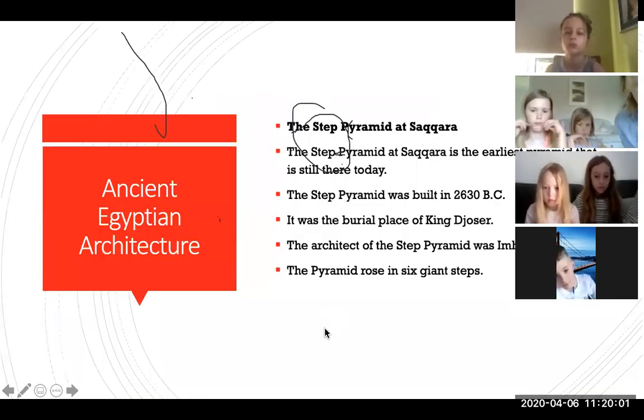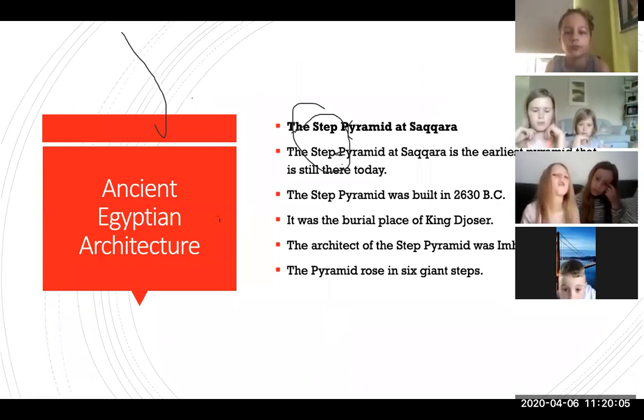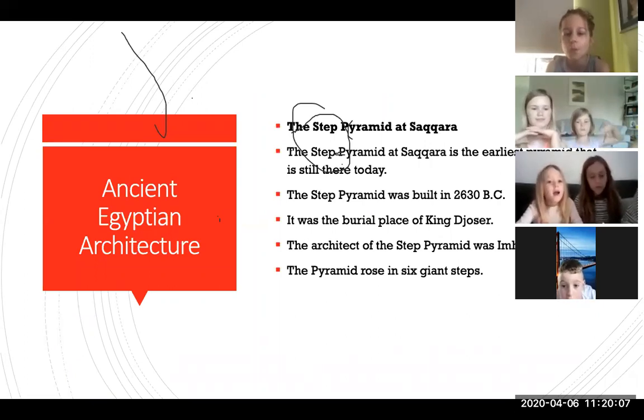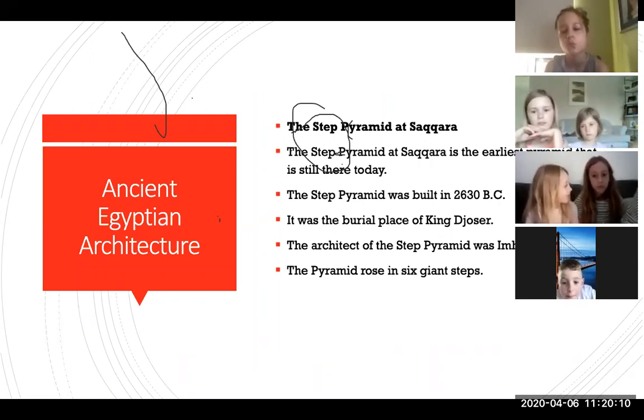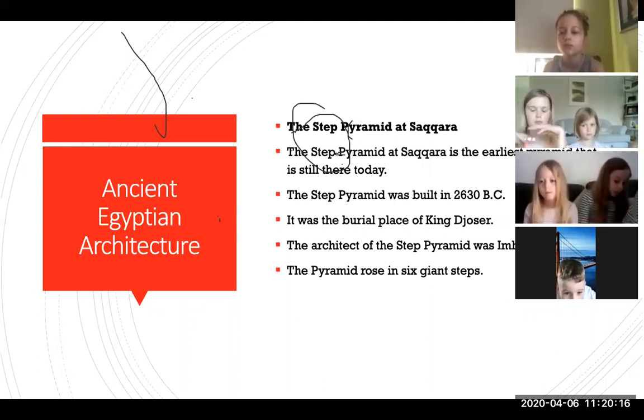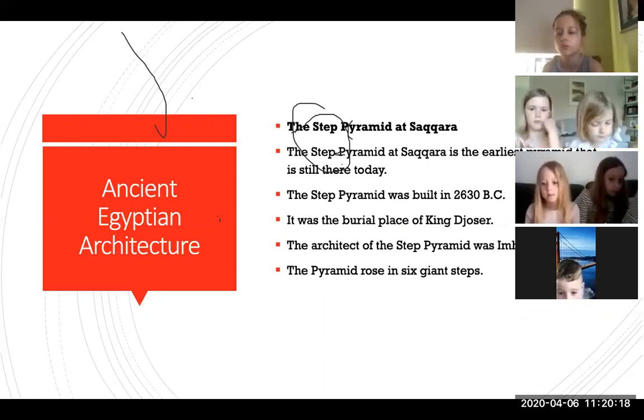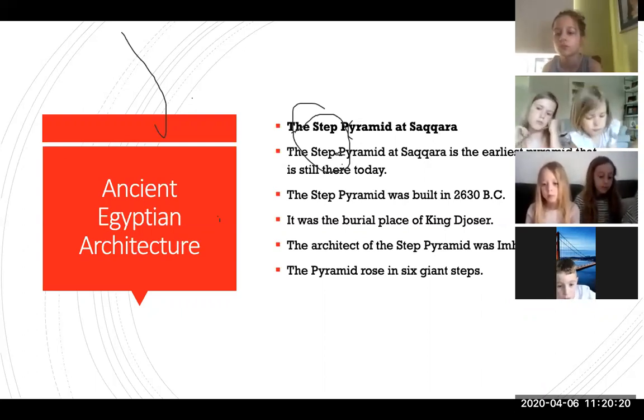Okay, so ancient Egyptian architecture. Now, most of you would probably think of pyramids straight away. So I thought we'd have a little look at some pyramids. The first one we're going to have a look at is the Step Pyramid at, I believe it's Saqqara. I could be wrong, but that was my attempt. It's the earliest pyramid that we know of, and it's still there today.